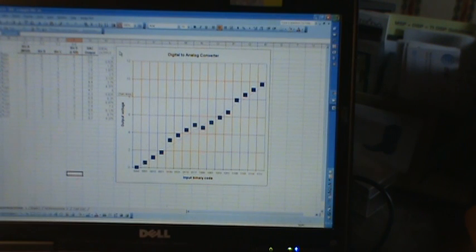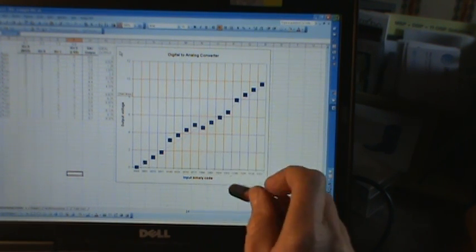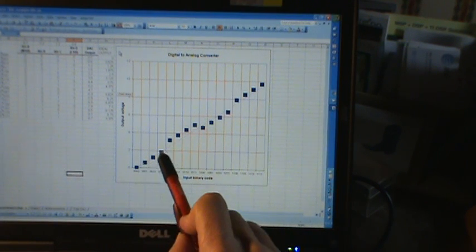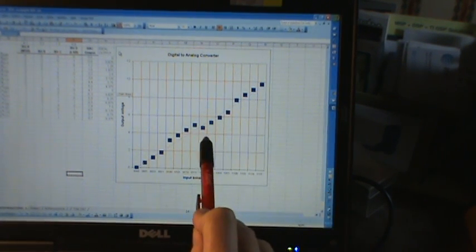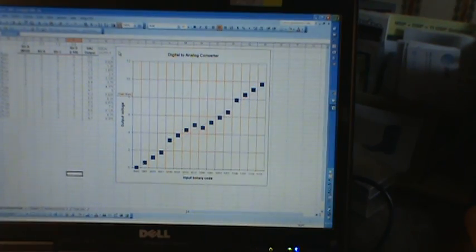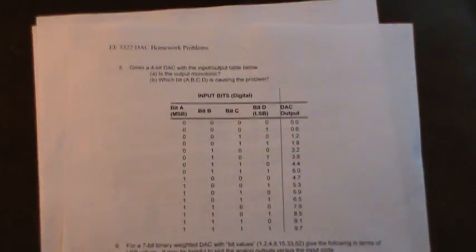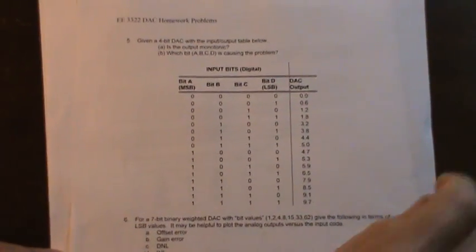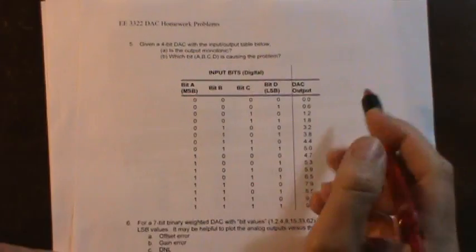So looking at the shape, there's a little bit of contribution from the fact that the number 8 bit is not quite as big as it should be, but that's a relatively small error as far as the differential nonlinearity.